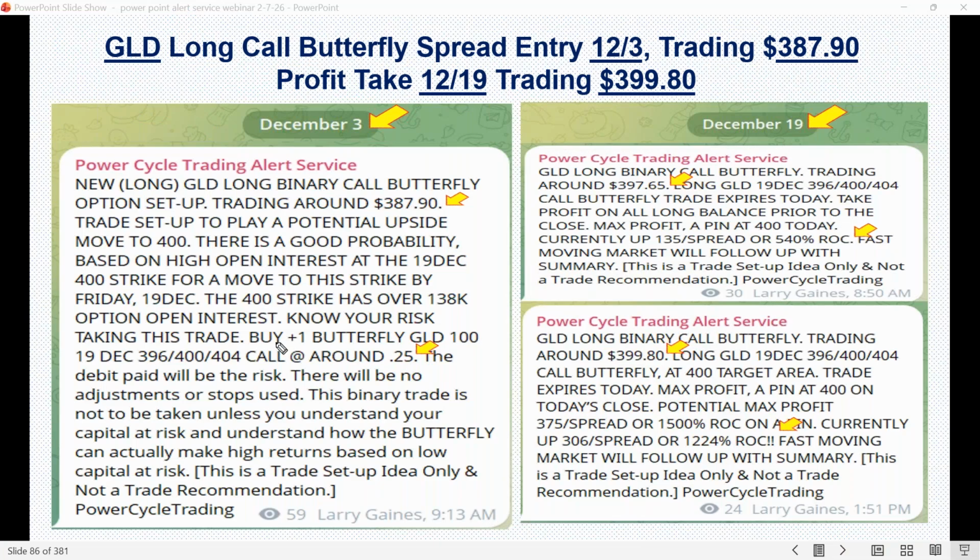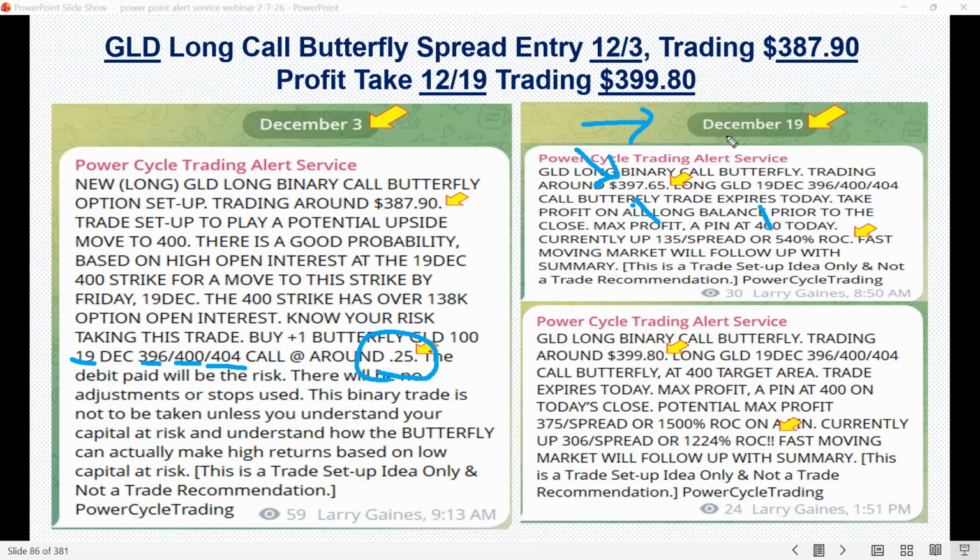And then here's a trade that I sent out. Said buy one butterfly GLD, 19 December expiration, 396, 400, 404, $4 wide butterfly at 25 cents or $25. So that was the initial trade setup. And then here it was on the 19th. Now it's trading at 397.65. So I sent out an update. I said, make sure that you took some profit on your long balance prior to the close today. Max profit at a pin today at 400 would be the max profit. It was currently up $135 per spread or 540% return.